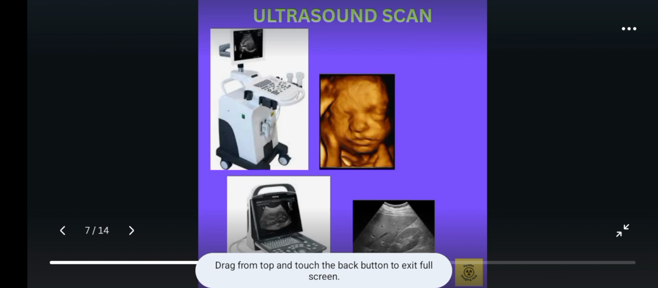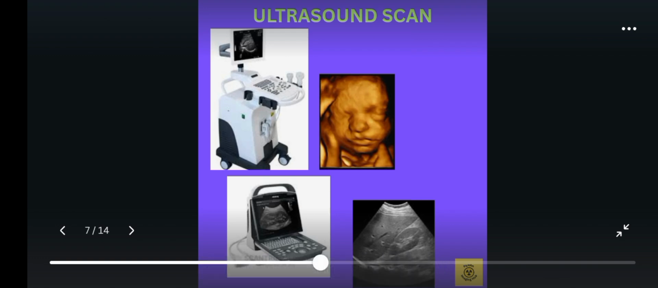Now we'll look at the next machine, which is the ultrasound scan. Almost everyone that has gone to hospital knows about this machine, especially the pregnant women. This machine uses sound, ultrasound, that is sound of higher frequency, to produce images. It has some advantages. One is that it produces cross-sectional images. That is, images that have width, height, and depth.